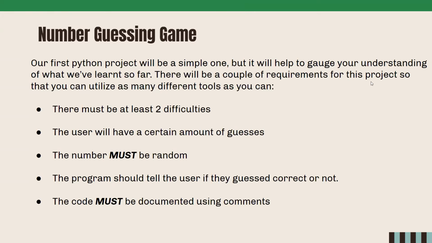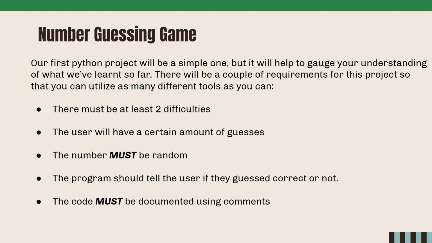That's pretty basic, but in order to make it a little bit more difficult, there are a lot of specific requirements you can see here. First, there must be at least 2 difficulties. Maybe you can choose to guess a random number from 1 to 3, or from 1 to 100, right? Second, the user will have a certain amount of guesses. If the user has infinite guesses, you can obviously always get it. Third, the number must be random.